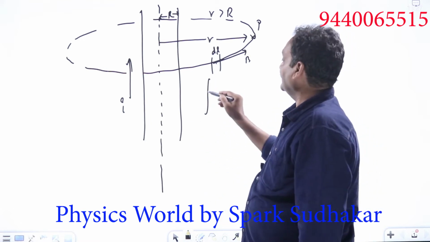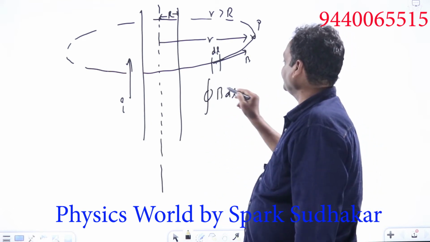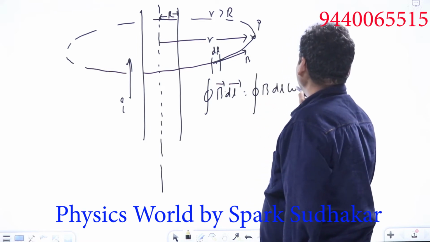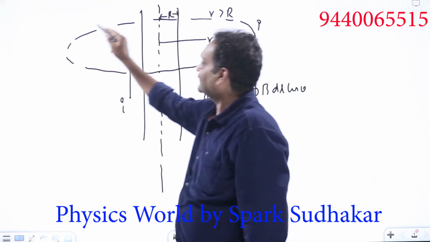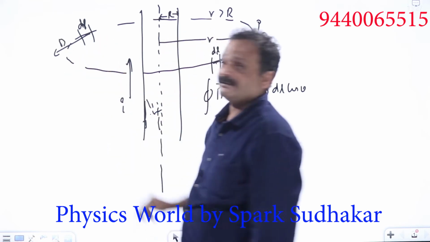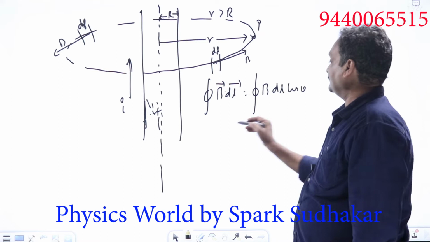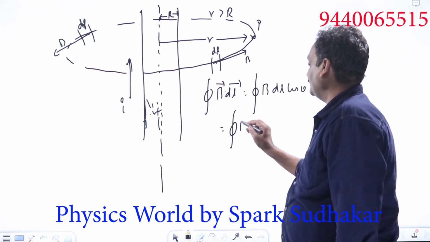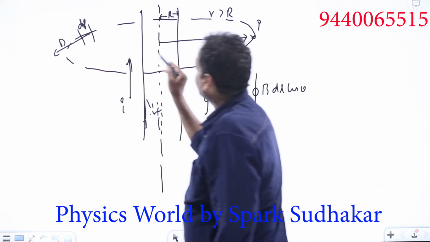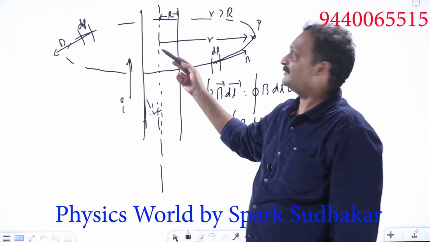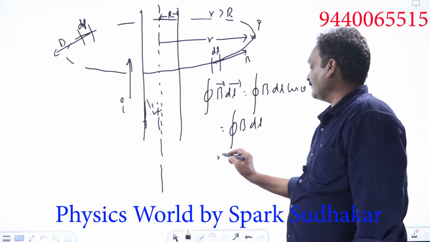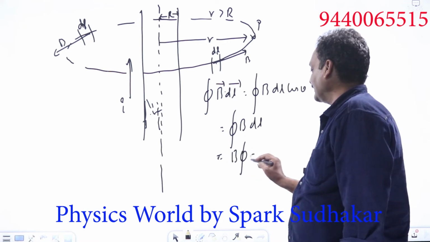Closed integral B bar dot dl bar is nothing but closed integral B dl cos theta. At every point on this Amperean path, B and dl are always in the same direction such that the angle between them is 0. The cos 0 is equal to 1. So this simply becomes closed integral B dl. Because every point on the circular path is the same distance from the axis, B is also the same at every point on the path. B is a constant, so bring it out: B times closed integral dl.